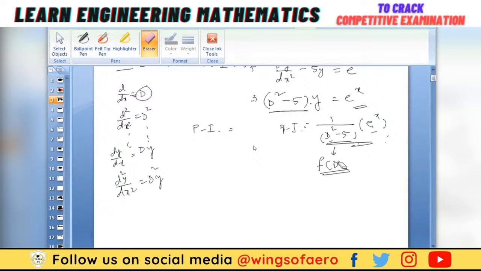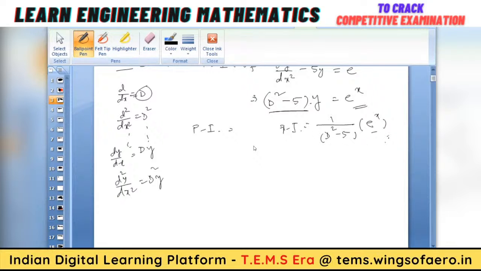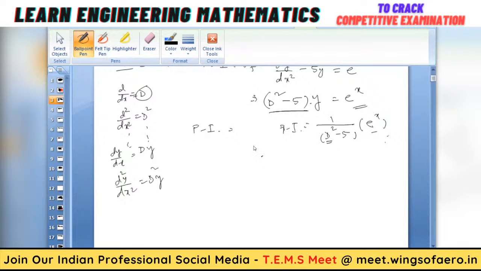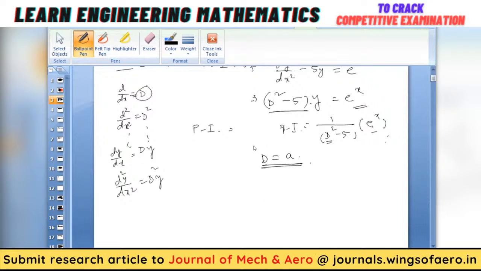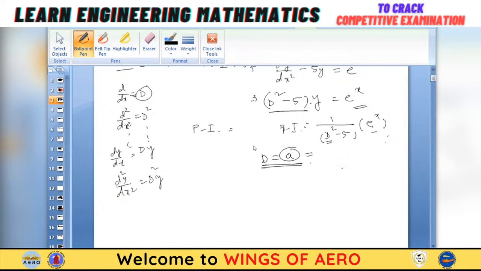According to the rule, forget about this f(D) or whatever. First write down this one: PI is equals to 1 by D square minus 5 of e to the power x. Simply put D is equals to a, and nothing else. Okay, simply put D is equals to a. Now if I put D is equals to a, please write down in the chat box what is the value of a here.